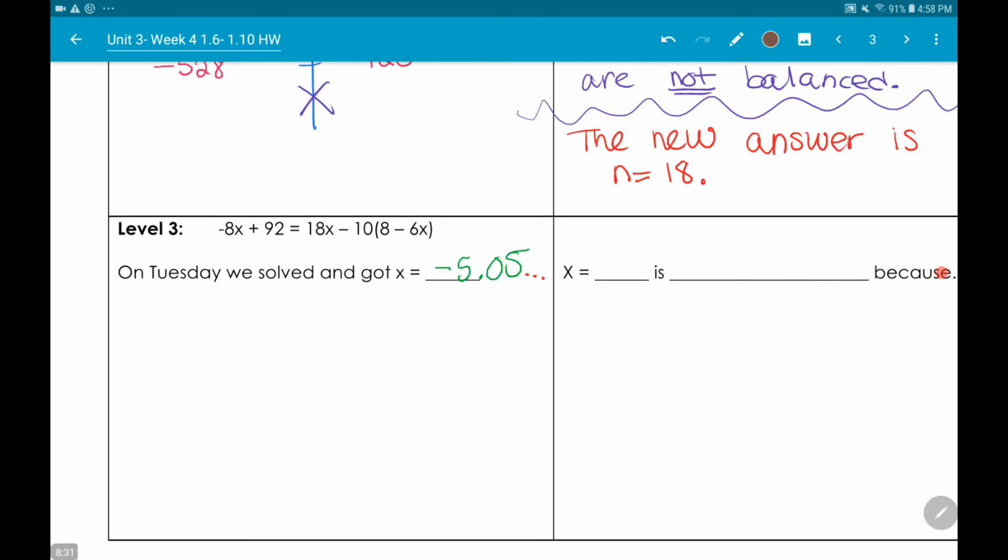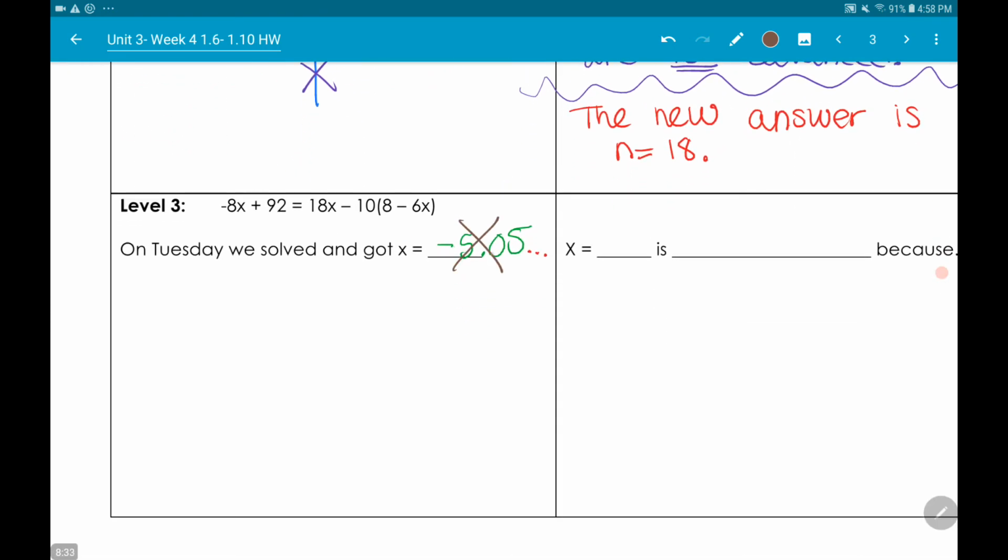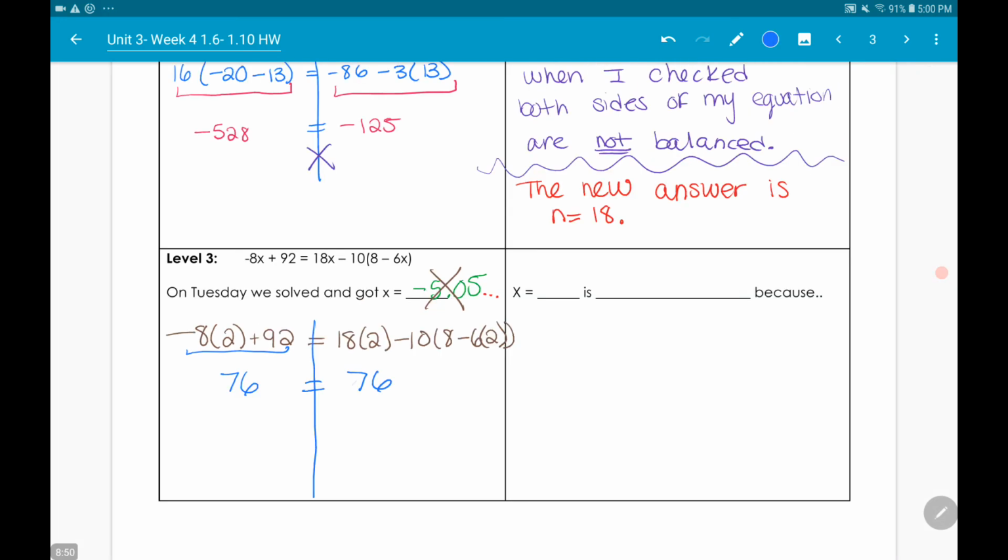All right. What I would like you to do now is go ahead on your own and check when x is equal to 2. I want to know if this is balanced. All right, so when I solved and simplified both sides, I got 76, so that tells me that x equals 2 is correct because after my check, both sides are balanced.